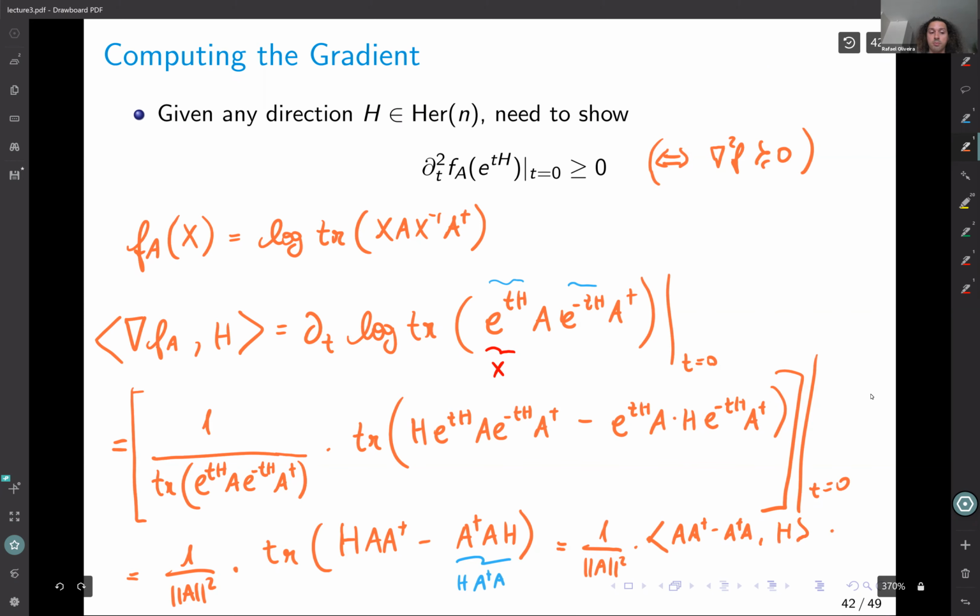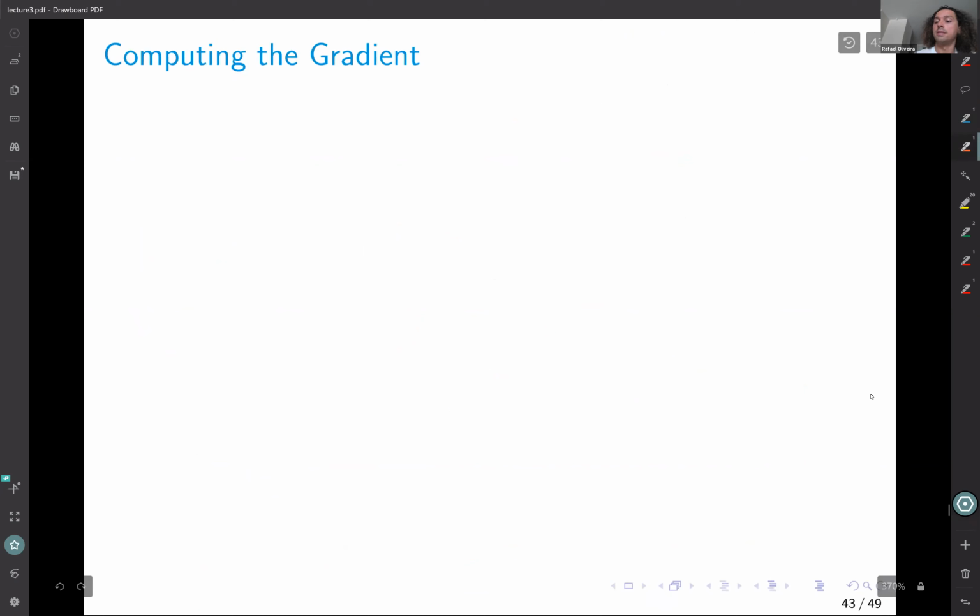Okay, so this is our gradient, which means that in this case, what is the gradient? The gradient is exactly this quantity, normalized, right? So maybe, let me put it in the next page. So what we found here is that the gradient of f at a is equal to 1 over norm squared of a times exactly the matrix, like a dagger, a dagger minus a dagger a.